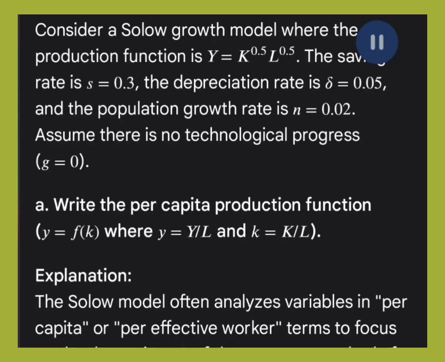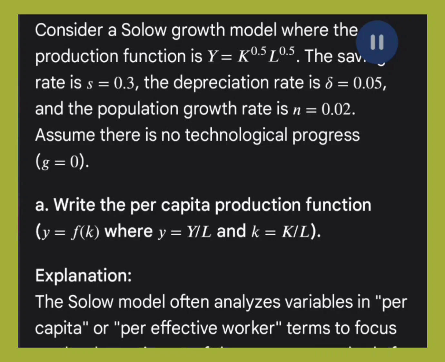Consider a Solow growth model where the production function is Y equals K to the power of 0.5, L to the power of 0.5. The saving rate is s equals 0.3, the depreciation rate is delta equals 0.05, and the population growth rate is n equals 0.02. Assume there is no technological progress, g equals 0.